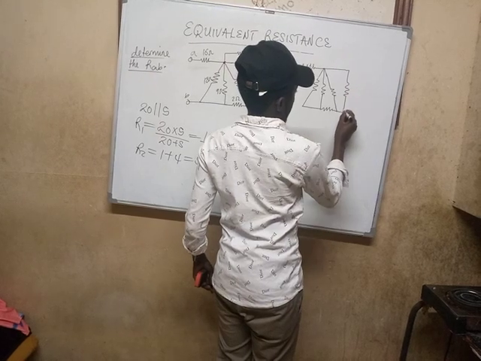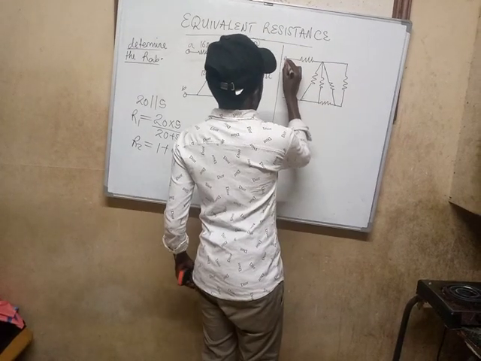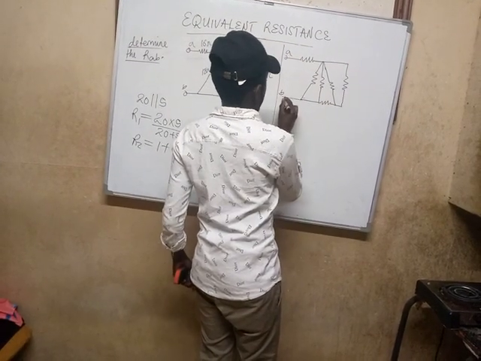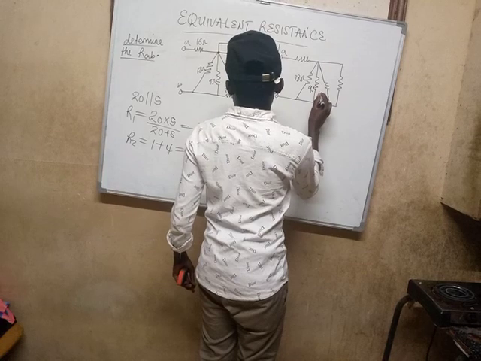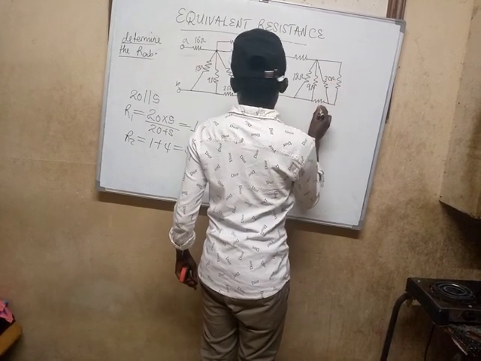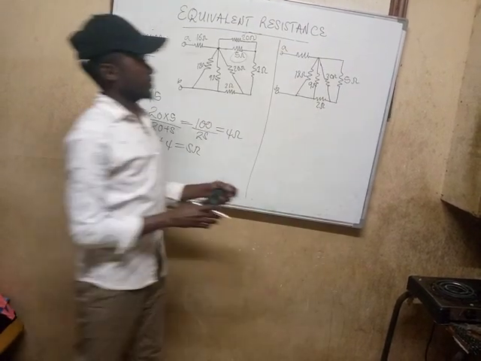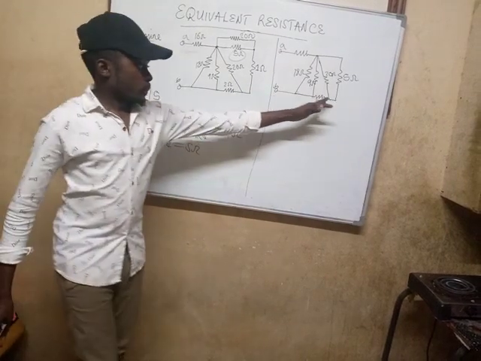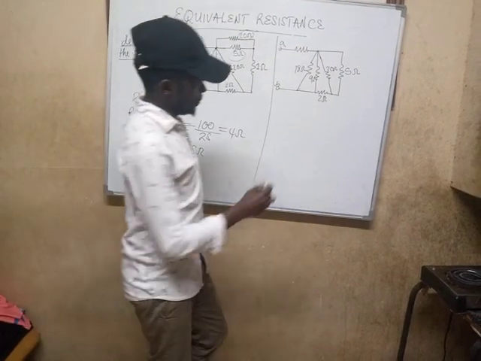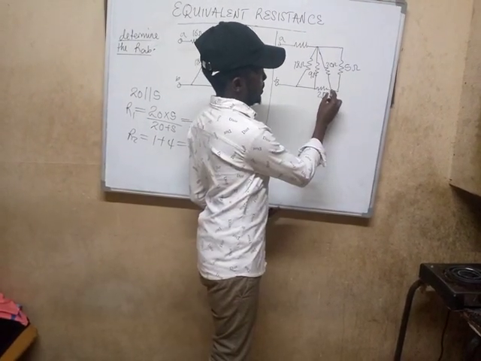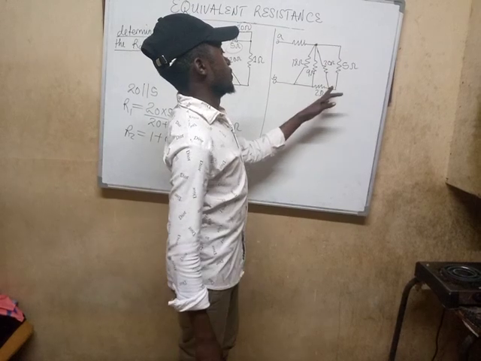We have a single resistor that side. We maintain this is A and this is B. Here is 18 ohms, here is 9 ohms, then this is 20 ohms, then this is 2 ohms. Here we have 5 ohms. So what else should we do? If we are able to see, this 20 ohm resistor is connected to this node.